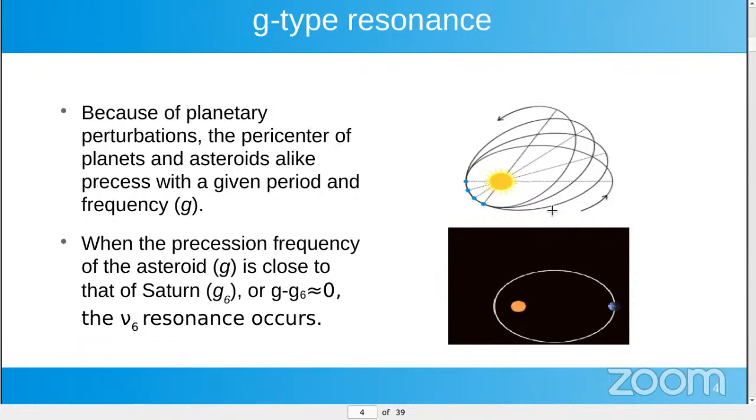A secular resonance occurs when there is a commensurability between the precession frequency of the asteroid and the precession frequency of a planet. The most famous secular resonance is the nu-6, which occurs when there is a commensurability between the asteroid's and Saturn's proper frequency.